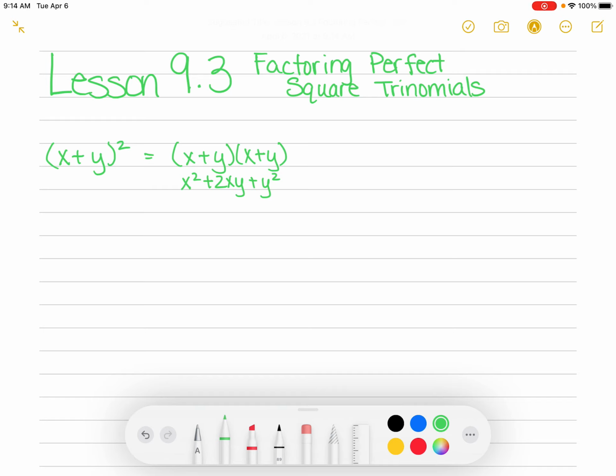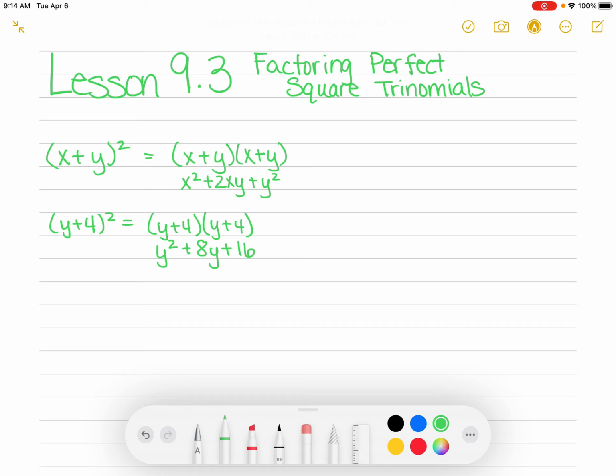Let's do one more. We have y plus 4 squared. And remember, that means y plus 4 times y plus 4. And when I multiply that out, I get y squared plus 8y plus 16. Okay, before I go on and show you a few more examples, let's talk about working backwards.